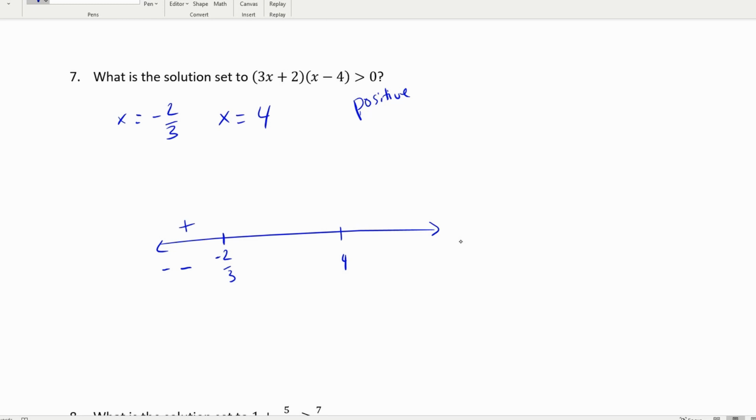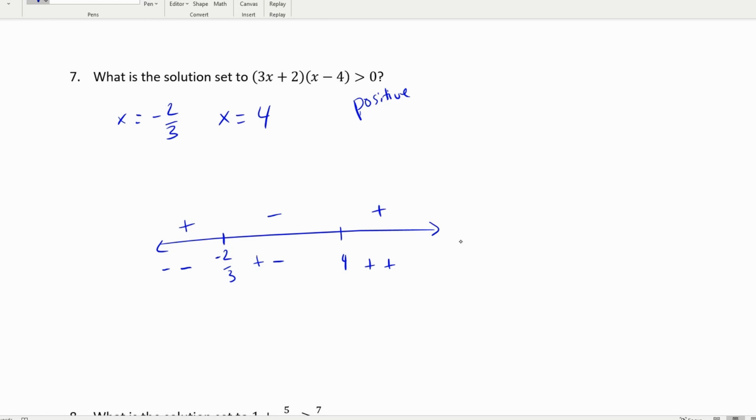Now I'm going to check 0 in my second test interval. So 0 plus 2, that gets me a positive number, and 0 minus 4 is a negative value. So a positive times a negative will get me a negative value. And checking a value greater than 4, I'm going to use 10. So 3 times 10 is 30 plus 2, a positive number. And 10 minus 4 also gets me another positive number. Positive times a positive is positive.